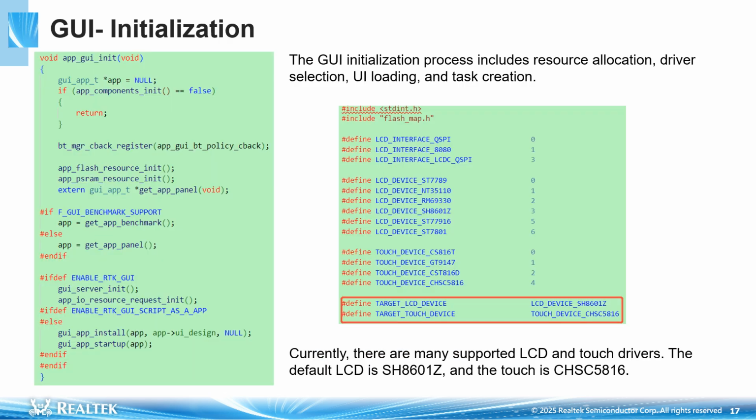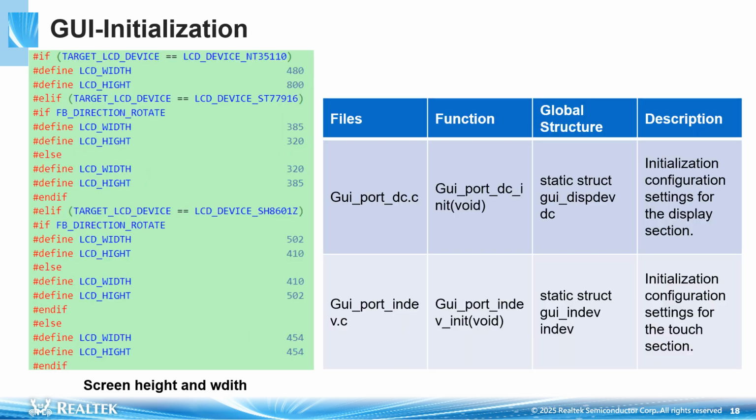GUI initialization mainly includes the initialization of drivers, flash resources, and PSRAM, as well as the loading of the UI design. The macros TARGET_LCD_DEVICE and TARGET_TOUCH_DEVICE are used to select the drivers for the LCD and touch functionalities. LCD_WIDTH and LCD_HEIGHT are used to define the width and height of the screen.